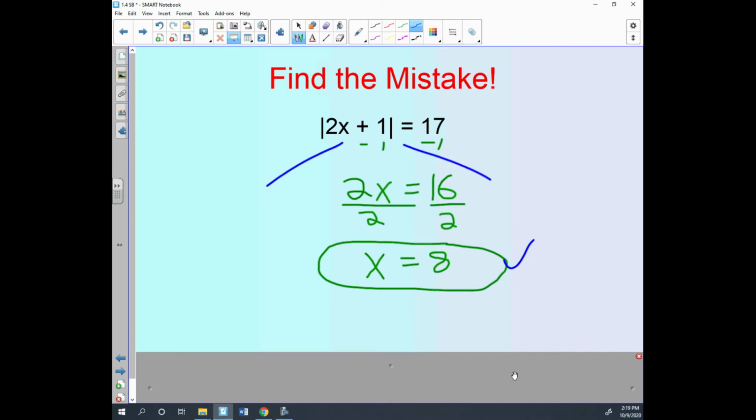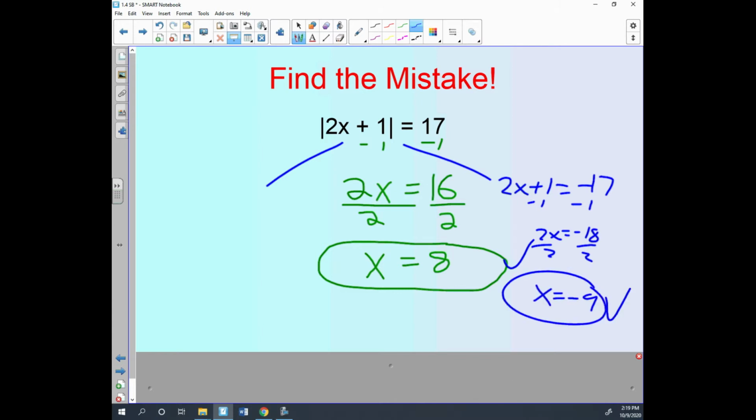And case 2 would mean I'd have to do 2x plus 1 equals negative 17. And then I get a whole other answer when I minus the 1, and then I divide it by 2. I'm going to get x also equals negative 9. So there should be 2 answers for each one of these, okay? Just like we did in our last problem.